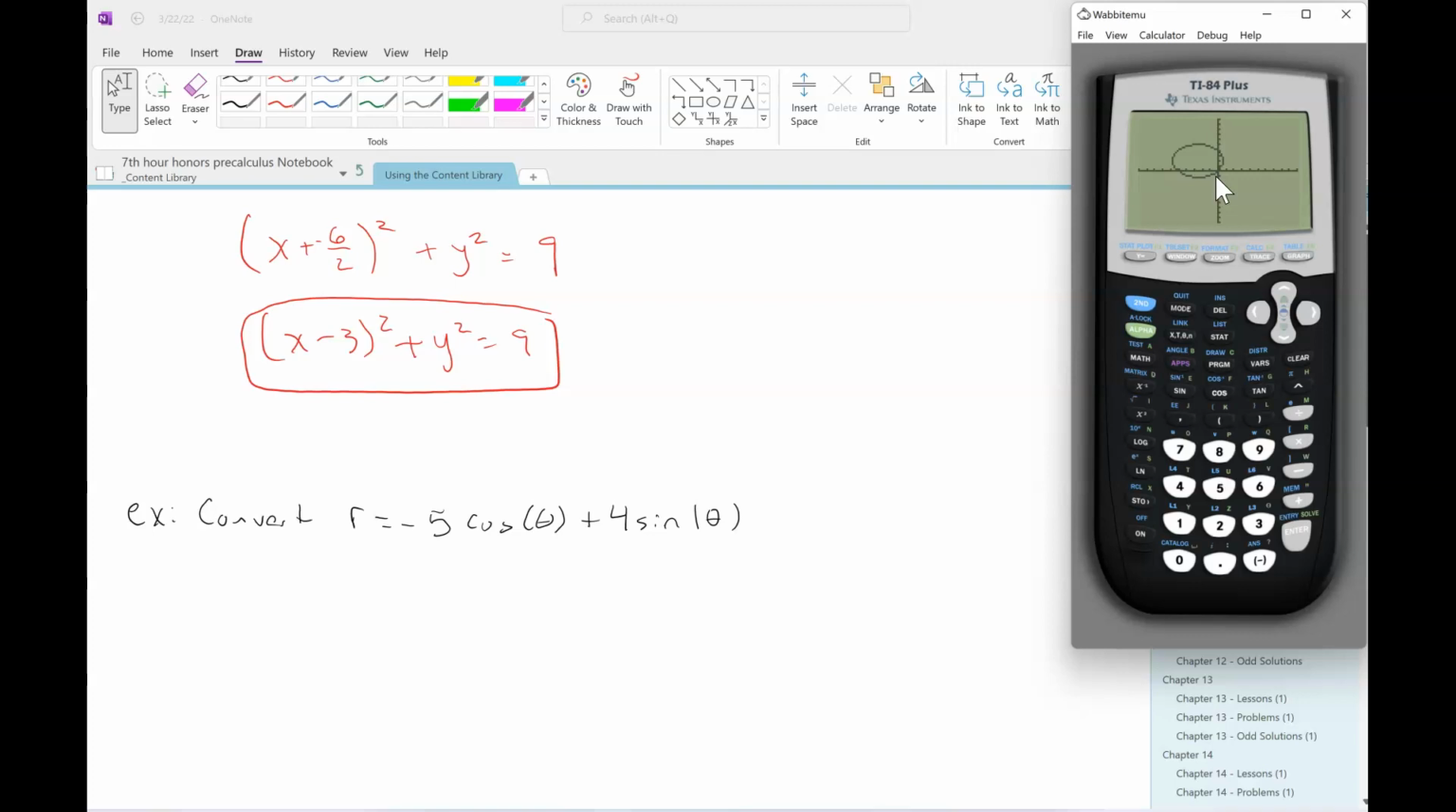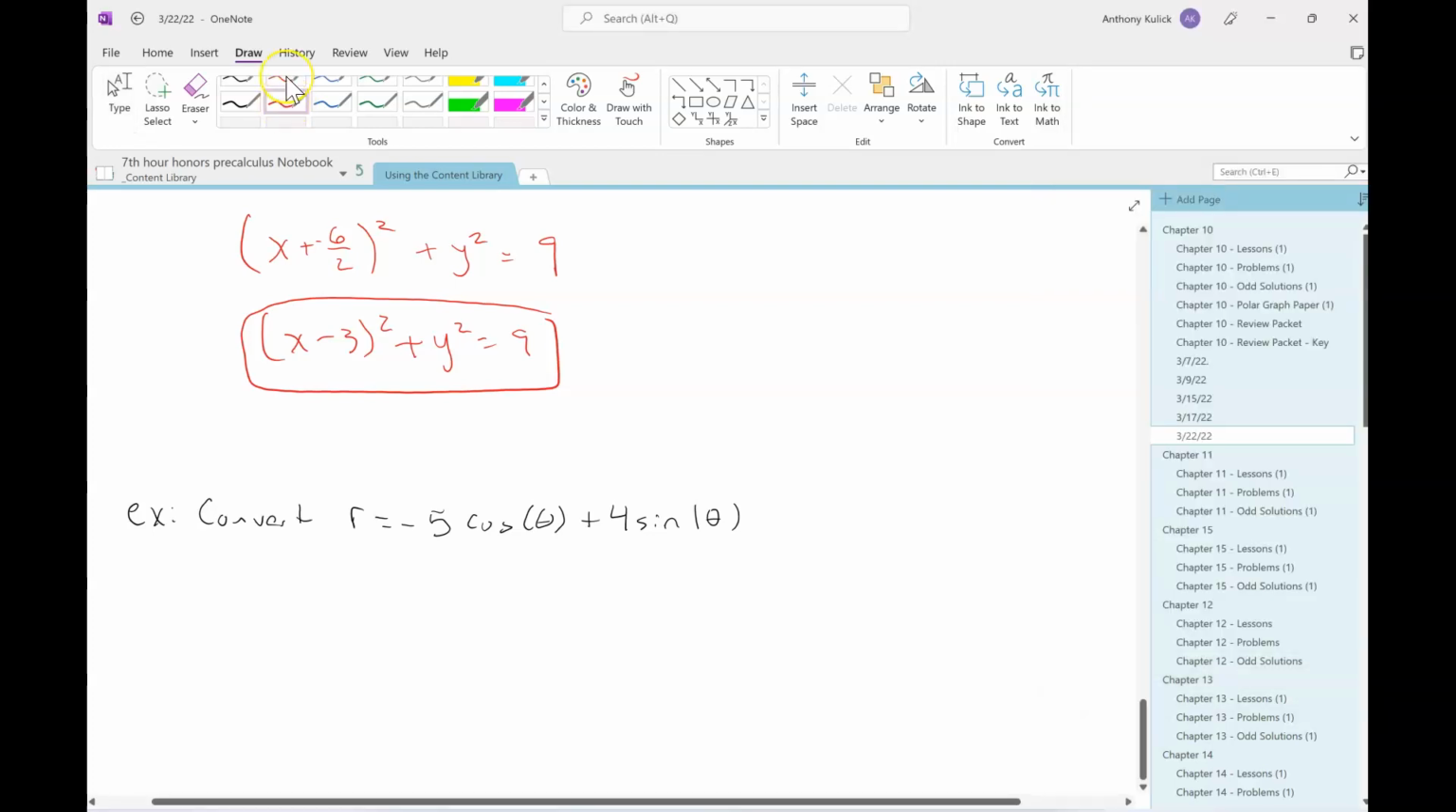You could, but it's an irrational number. So good luck coming up with the square root of 41 over 2 as the exact value for the radius there. You know what I mean? You could try. It's not going to happen. All right, so what are we going to do? Same thing we did before.